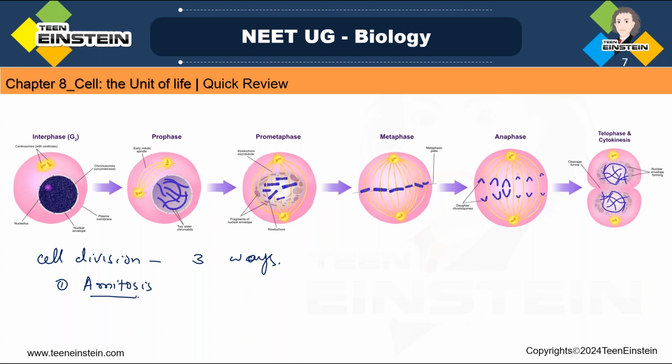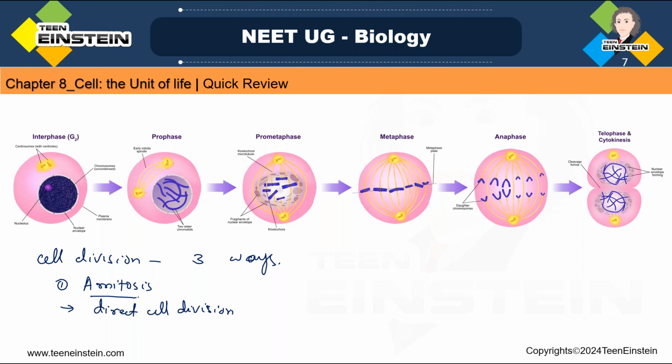Amitosis. So this is a direct cell division. That means it happens by splitting the nucleus first, and that is followed by the cytoplasm. Here, direct cell division, first splitting the nucleus and that is followed by the cytoplasm.